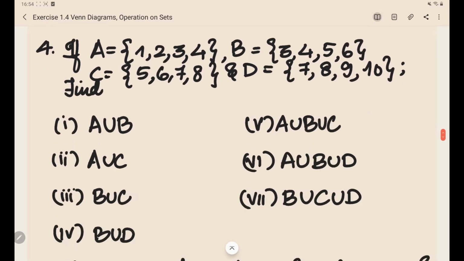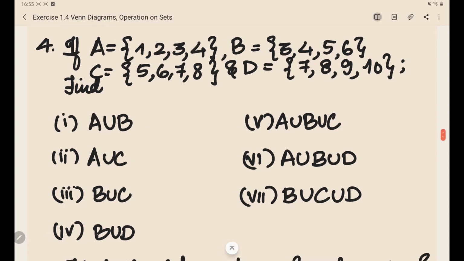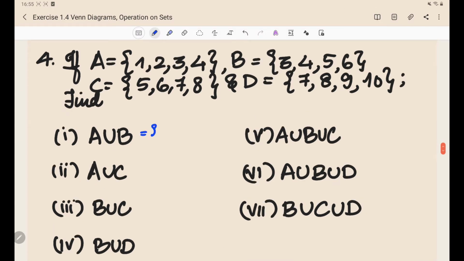If A is the set {1, 2, 3, 4}, B is the set {3, 4, 5, 6}, C is the set {5, 6, 7, 8}, and D is the set {7, 8, 9, 10}, we have to find the union of all these sets. Now A union B, what are the elements? 1, 2, 3, 4, 5 and 6. You just have to include all the elements of A and B.